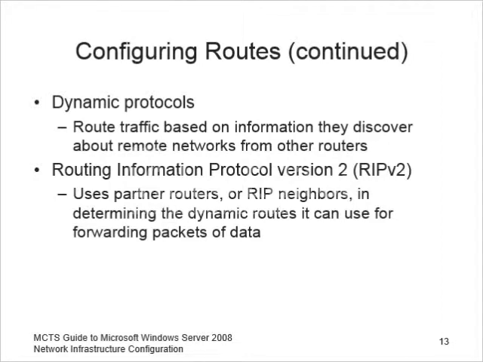Then we have the IGMP router and proxy that is used for multicast forwarding. And then we have the DHCP relay agent, also considered a routing protocol in Routing and Remote Access. This service relays DHCP information between DHCP servers to provide an IP configuration to computers on different subnets.